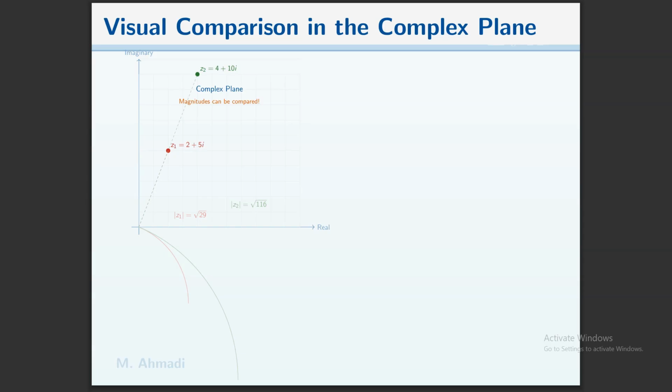Here we have the visual comparison in context. You can see that z1 equals 2 plus 5i and z2 equals 4 plus 10i. The magnitudes can be compared. The magnitude of z1 is equal to the square root of 29 and the magnitude of z2 is equal to the square root of 116.